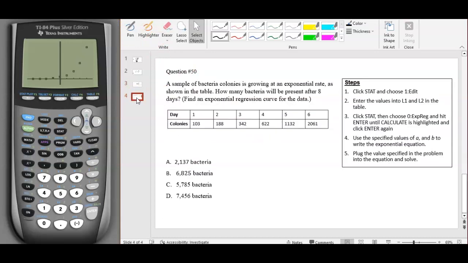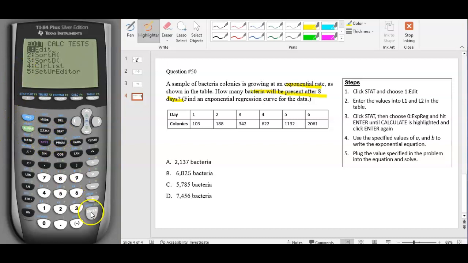So now here we have a question where it says a sample of bacteria colonies is growing at an exponential rate as shown in the table. How many bacteria will be present at 8 days? So we have an exponential growth rate. So we're going to use an exponential regression curve to model this data, and then we're going to use that function to figure out the value at 8 days.